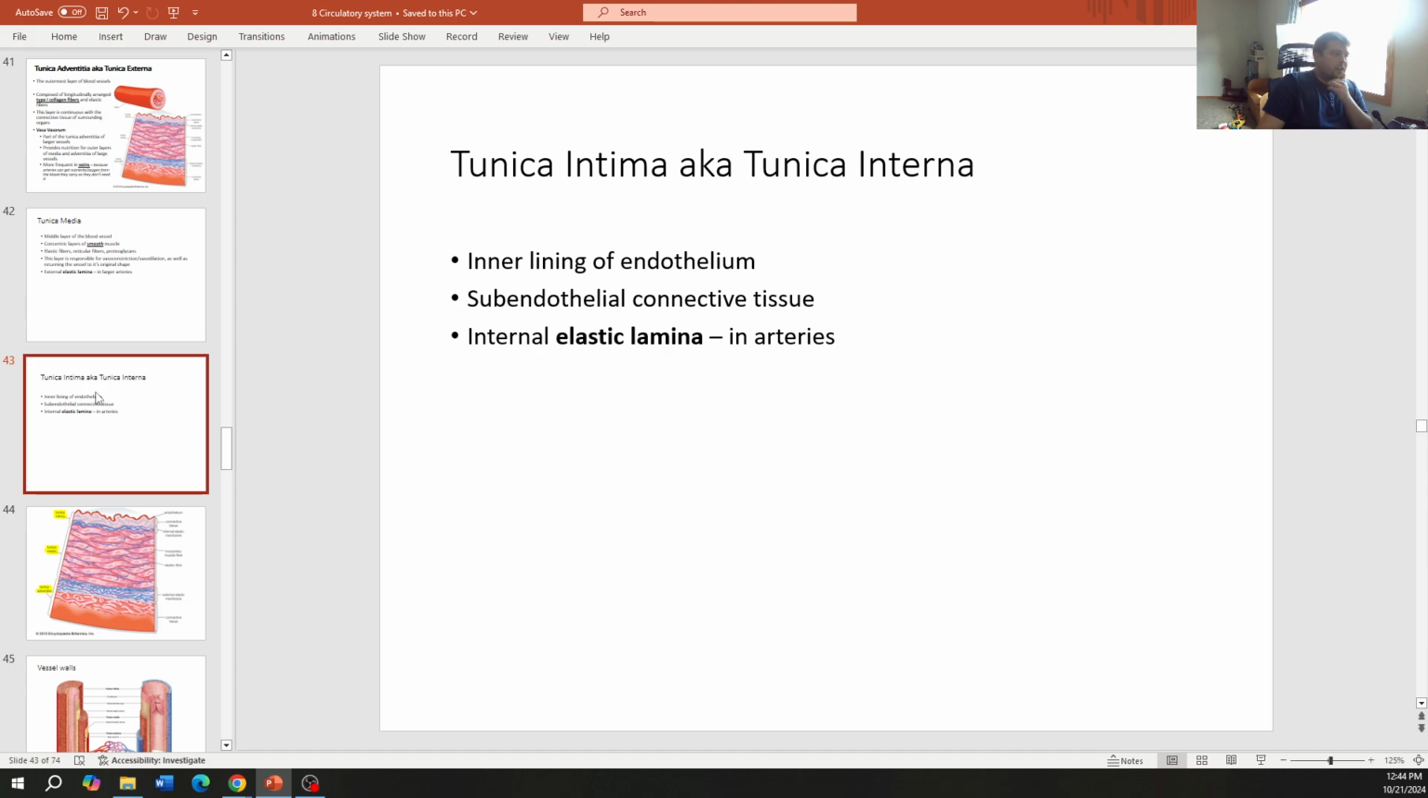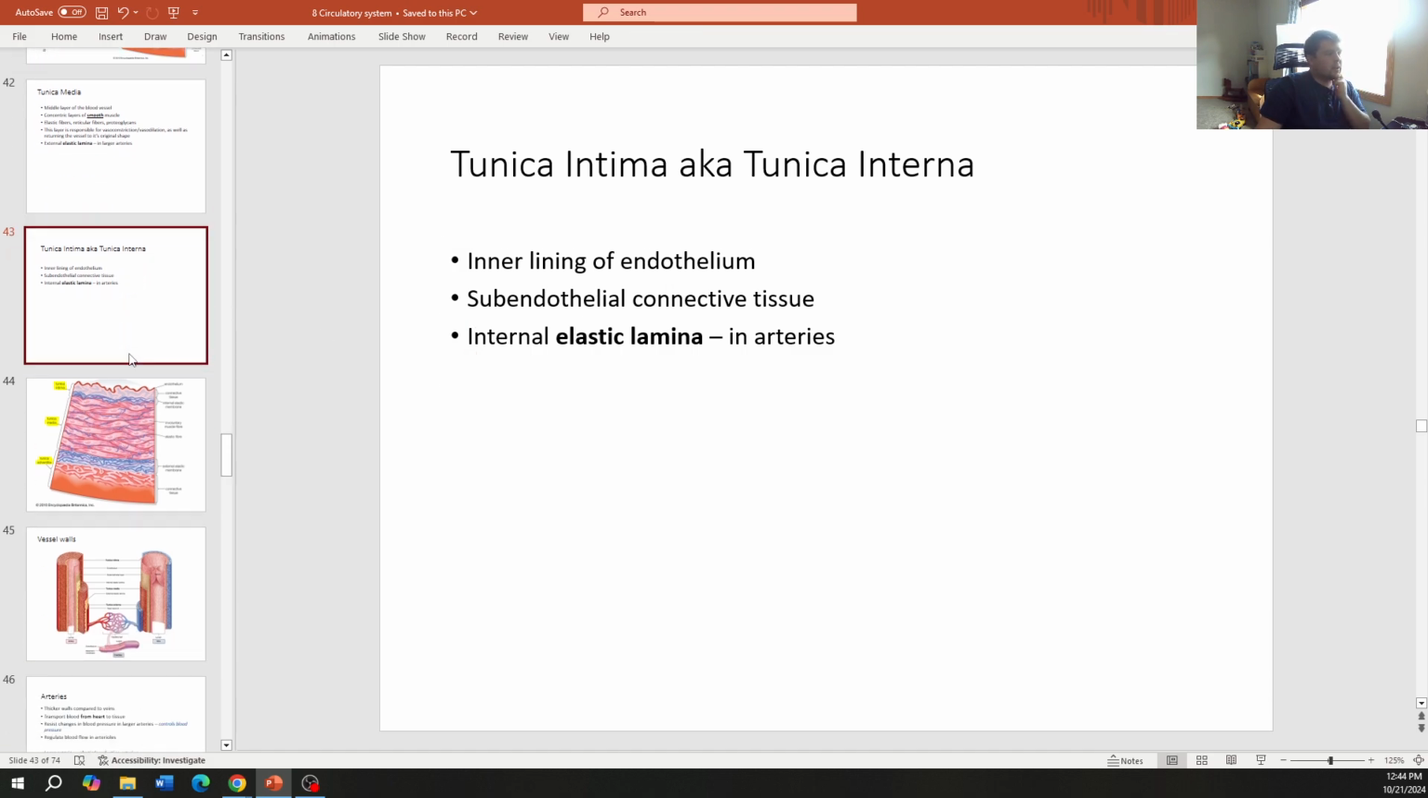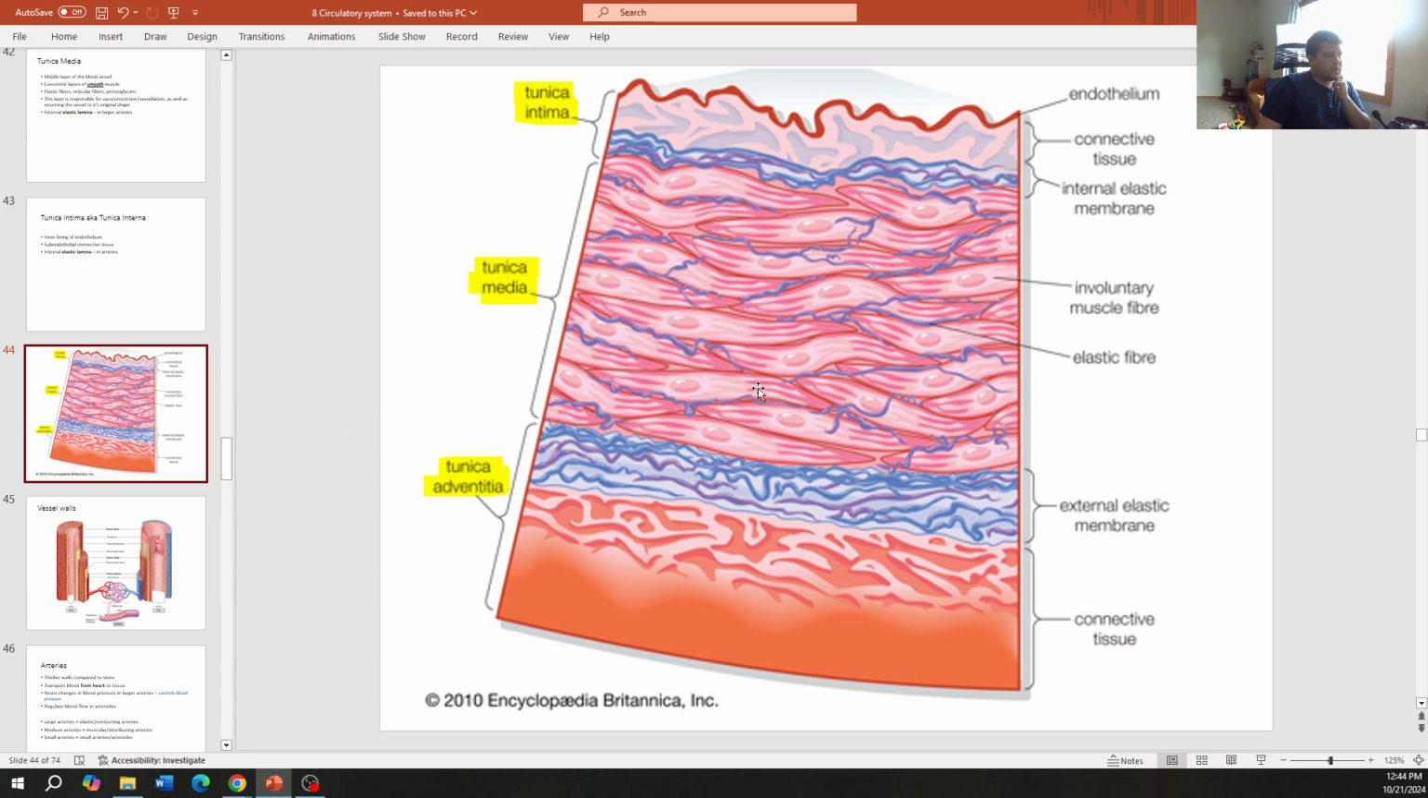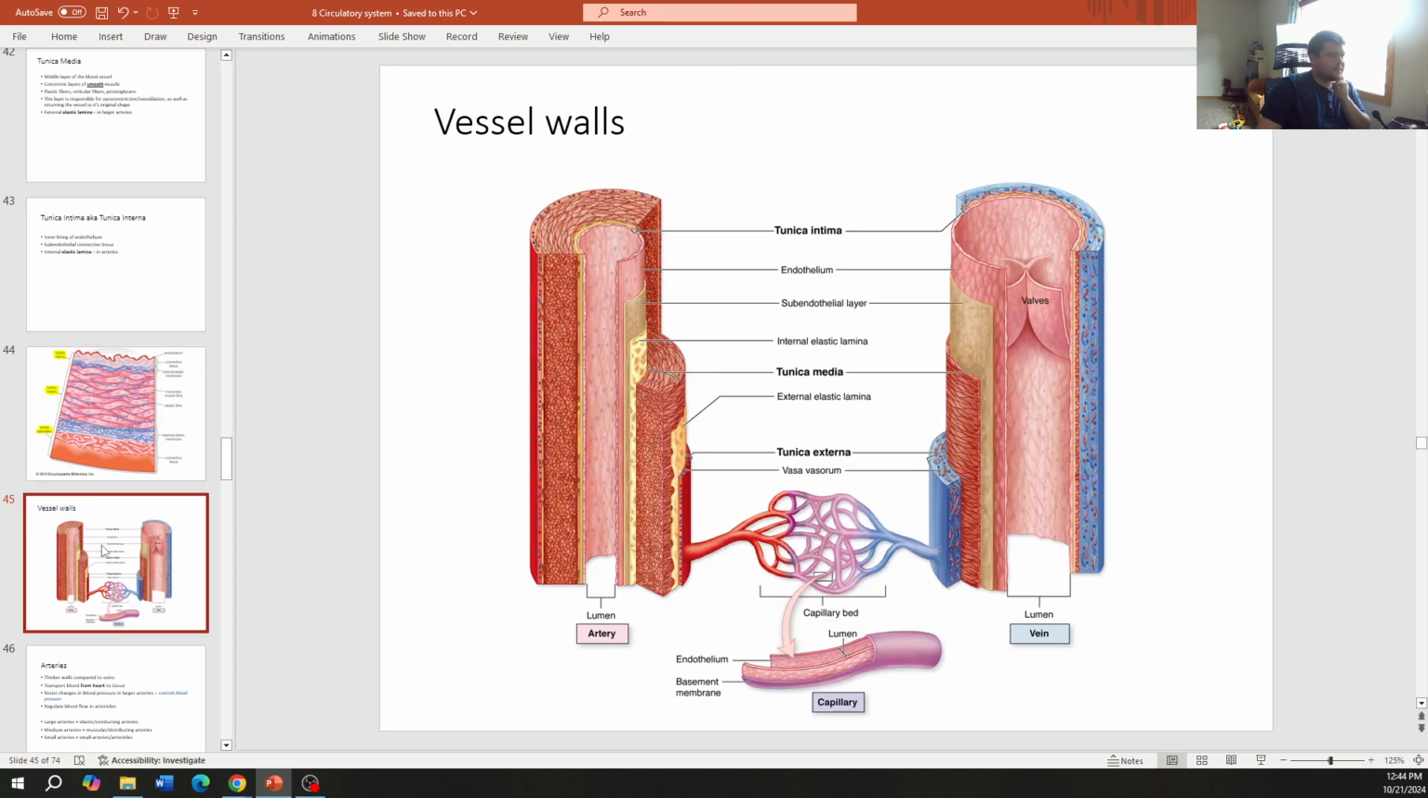We also have the tunica intima, also known as the tunica interna. This is the inner lining. It is endothelium, endo being inside, thelium, endothelial cells, epithelial cells. There's also some subendothelial connective tissue, and we have an internal elastic lamina as well in the arteries. Here are our different layers: tunica intima, tunica media, and the tunica adventitia.